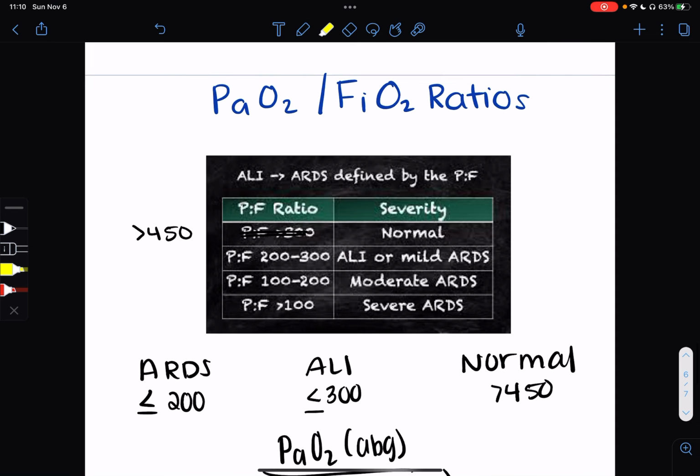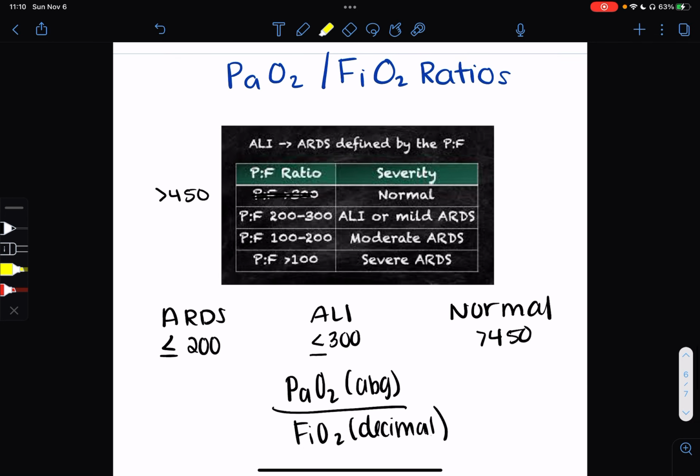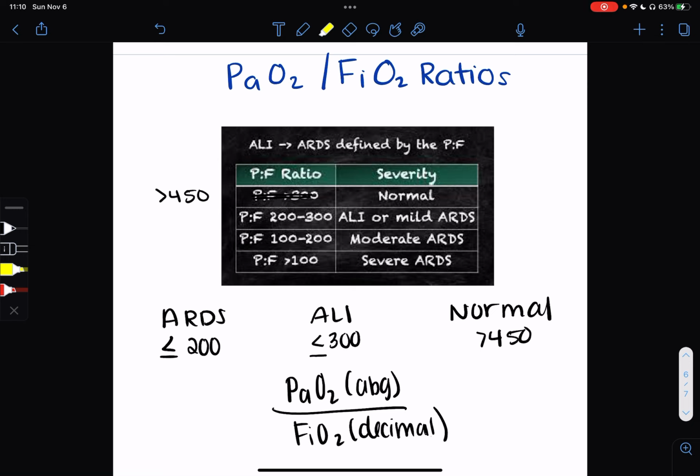All right, let's talk about PF ratios, which I'm sure we are also all very familiar with. So what is a PF ratio? A PF ratio is going to be taking your PaO2, which is what you get on your ABG, and dividing it by the FiO2, how much oxygen the patient's getting, but in a decimal point. And the ratio that you get from that is going to indicate whether the patient is normal, having acute lung injury, or having ARDS, acute respiratory distress syndrome.